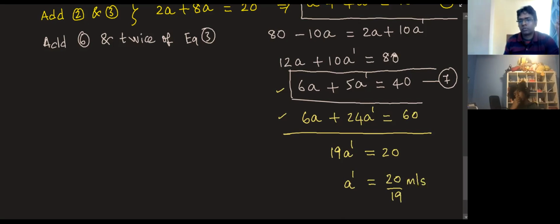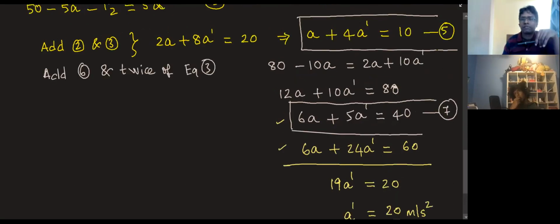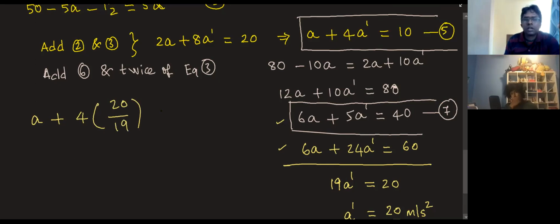Okay, now I can go back to, let's say, maybe the fifth equation right here, and then get a. So I have a plus 4. A prime is 20 by 19, right? Yeah. Okay. So 20 by 19, and that is equal to 10.